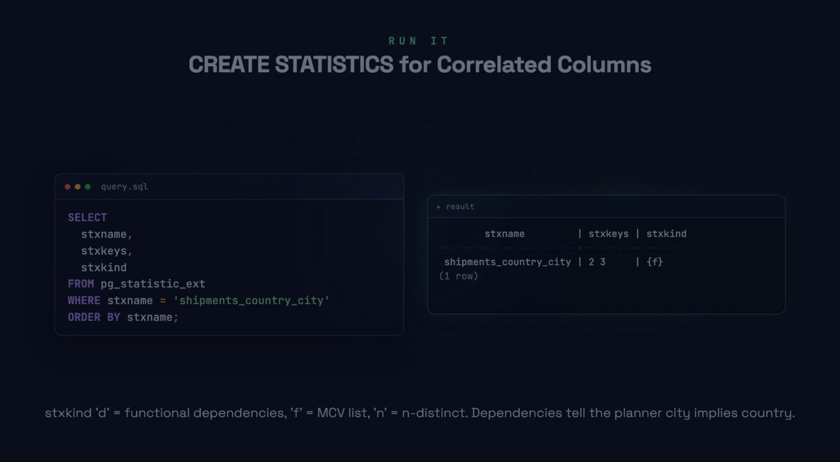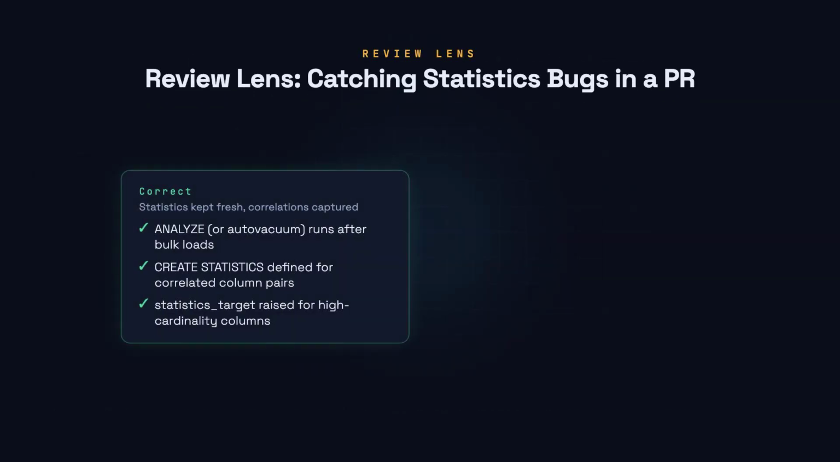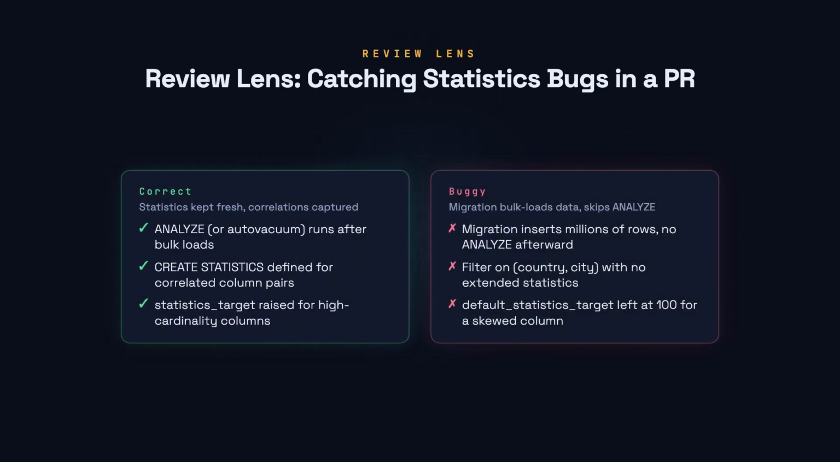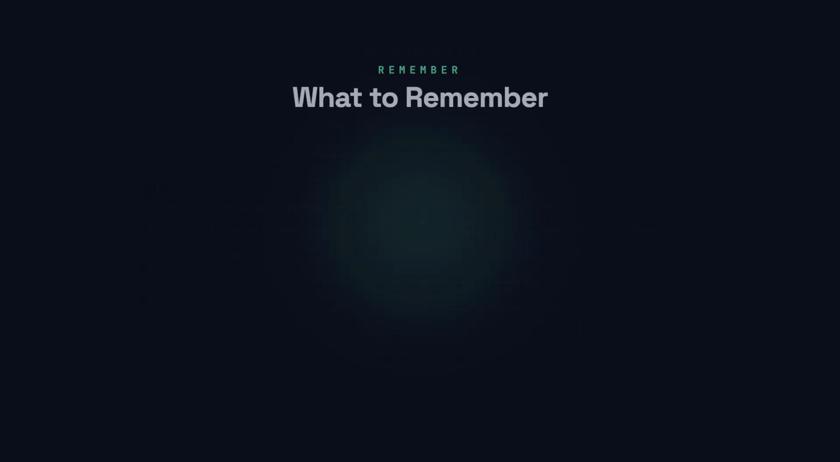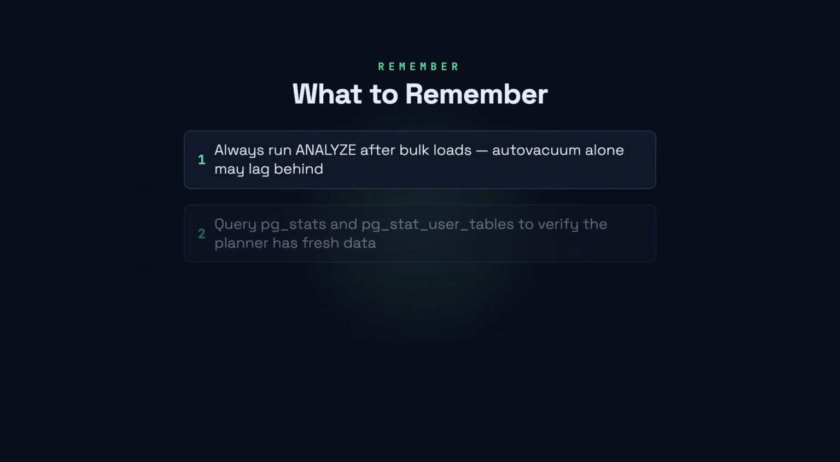In a PR review, look for migration scripts that insert or copy large volumes of data but never call analyze. Also check whether queries filter on multiple correlated columns. If there is no create statistics covering them, the planner will multiply selectivities and underestimate rows, often choosing a slow nested loop join. The planner is only as good as its statistics.